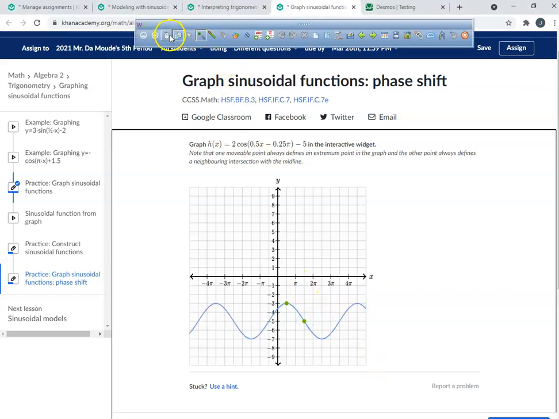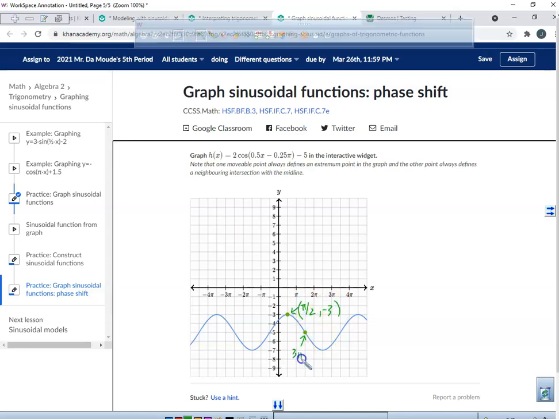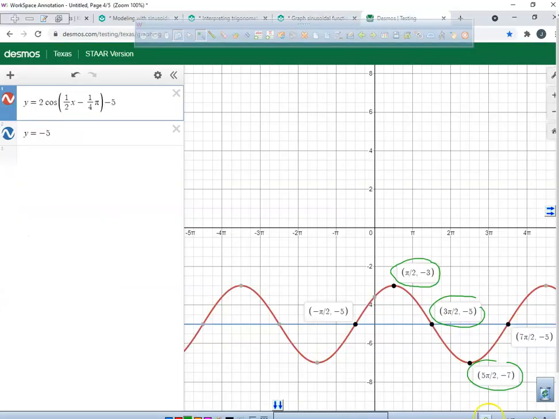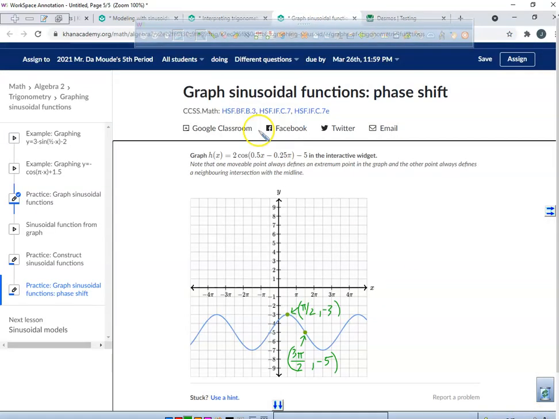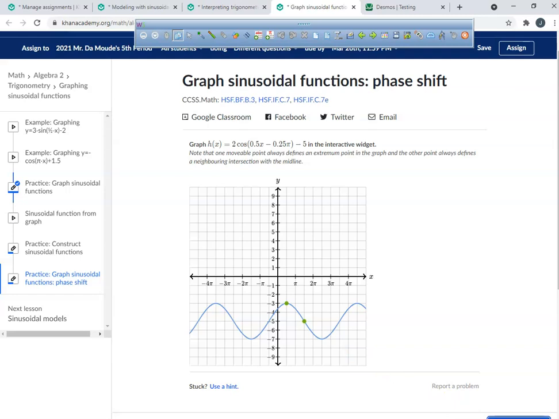So I'm going to take a little screenshot of this. There's my point. What's that point? Pi over 2, comma, negative 3. And that point right there is 3 pi over 2, comma, negative 5. And as long as I have those correct points, that allows me to plot things correctly. All right? All right, so pi over 2, negative 3, 3 pi over 2, negative 5. I feel pretty good about this.